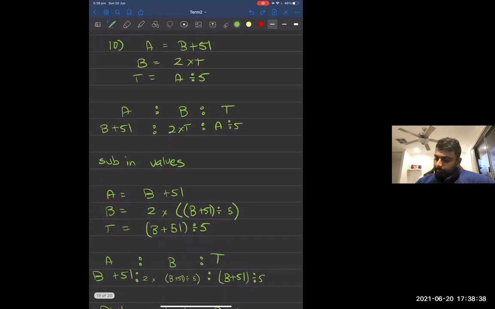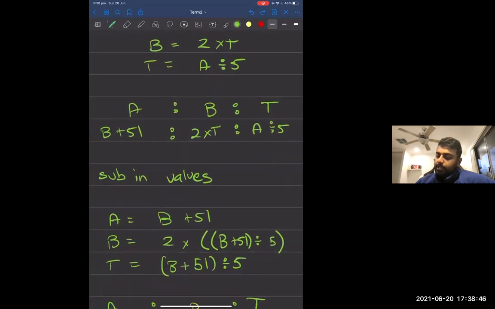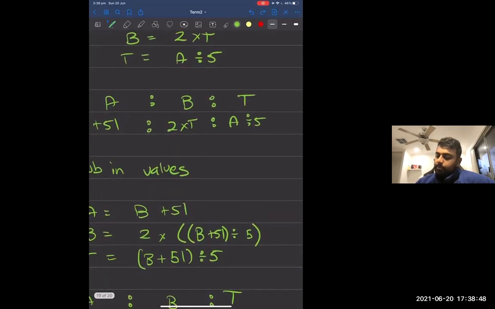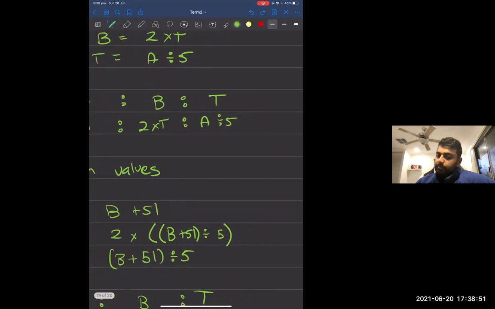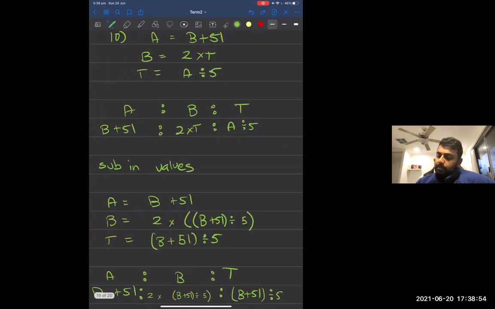Yes. Okay. Then the question says, give it in a ratio of Anushka, Bill, and Tim. So when you write it out, it'll be Anushka is Bill plus 51, Bill is 2 times Tim, and Tim is A divided by 5. Now, when you see this ratio here, is this useful? Can you do anything with that ratio there? No, because this is a different value to this, right? B, T, and A are all different variables, so you can't compare them.